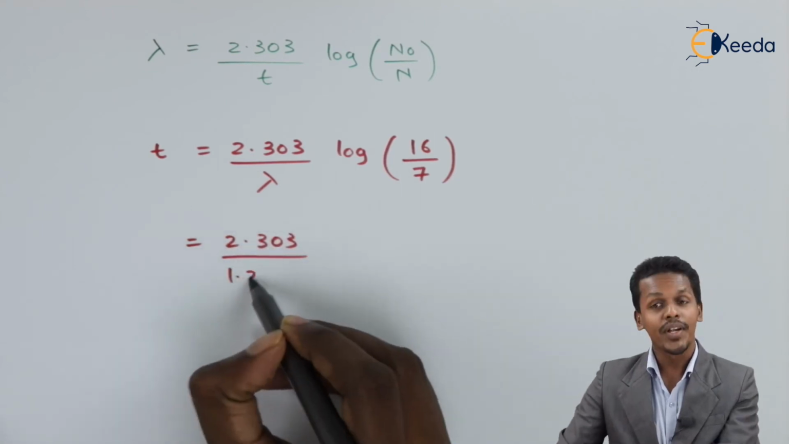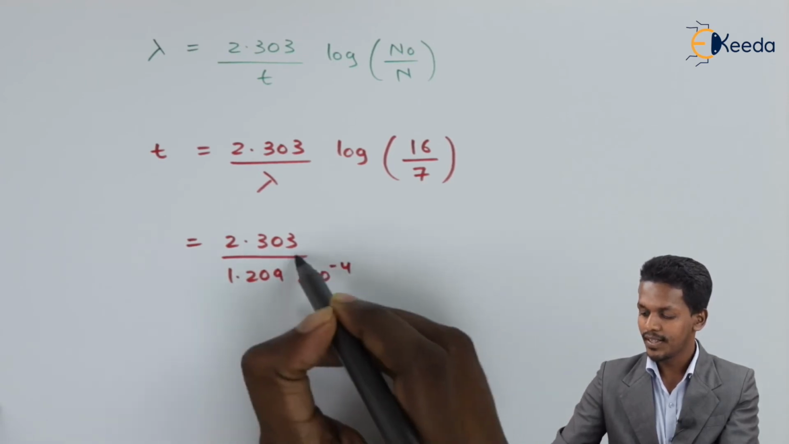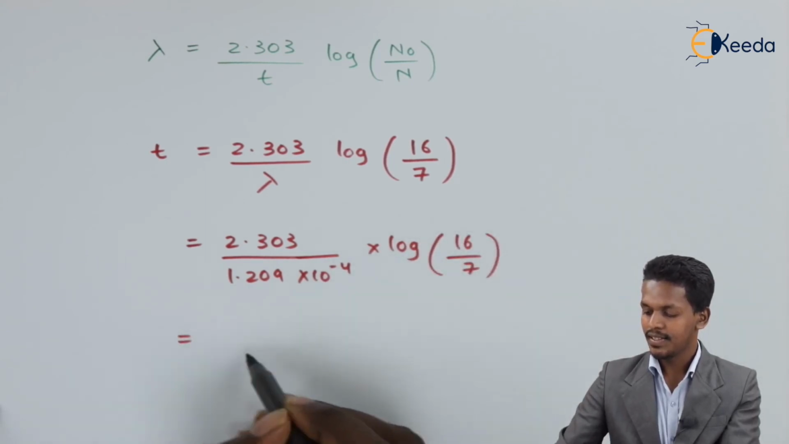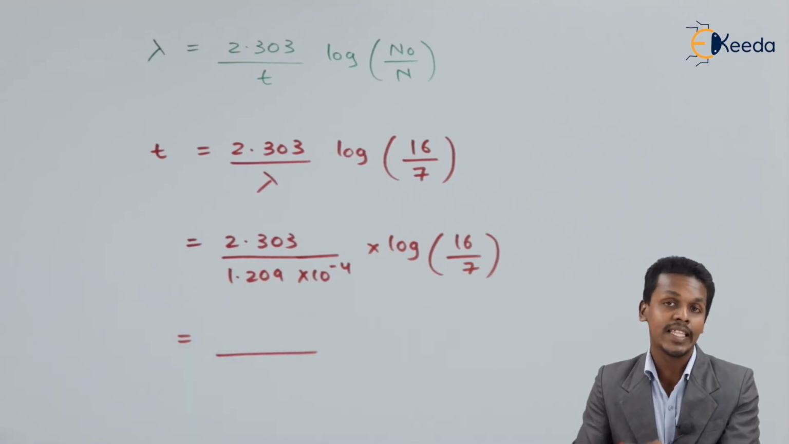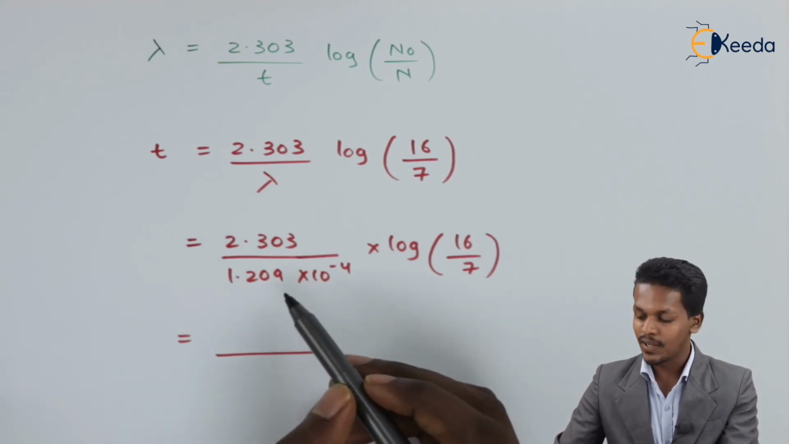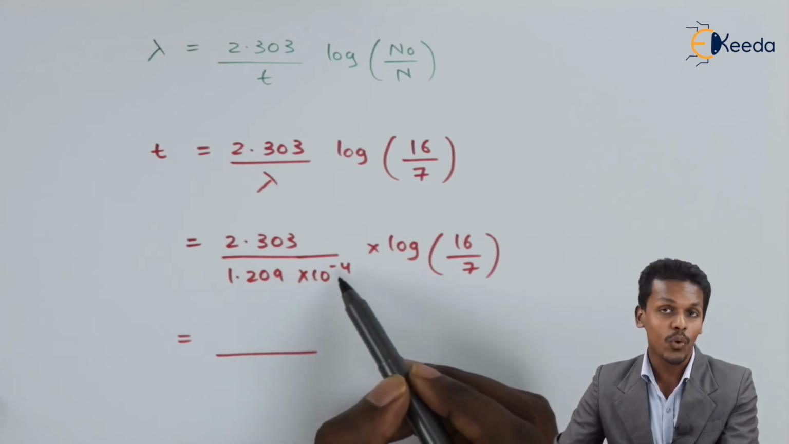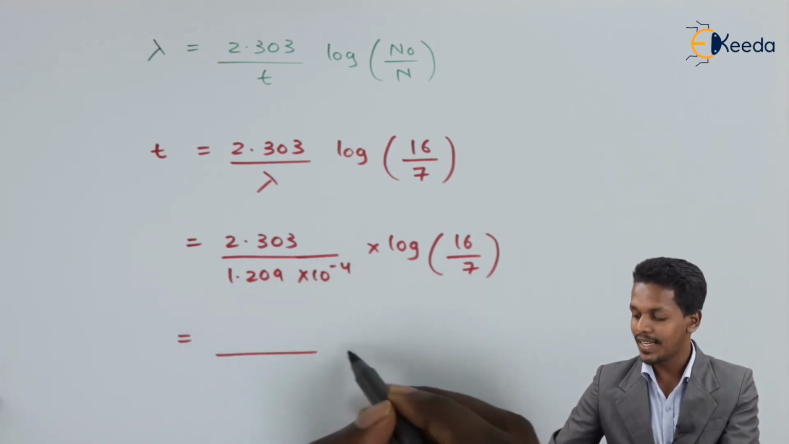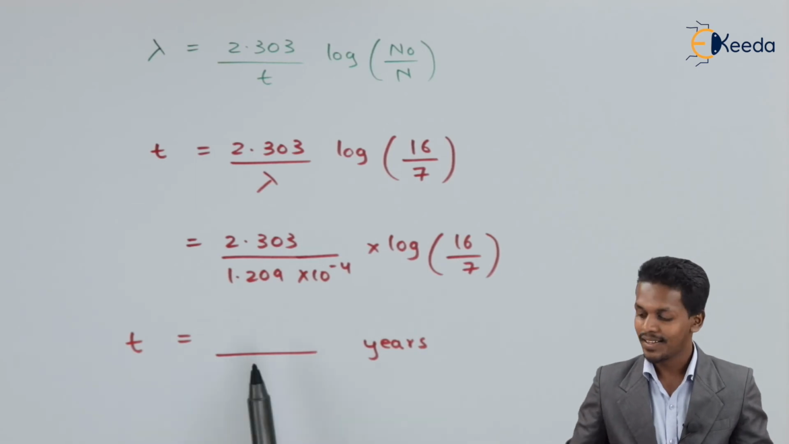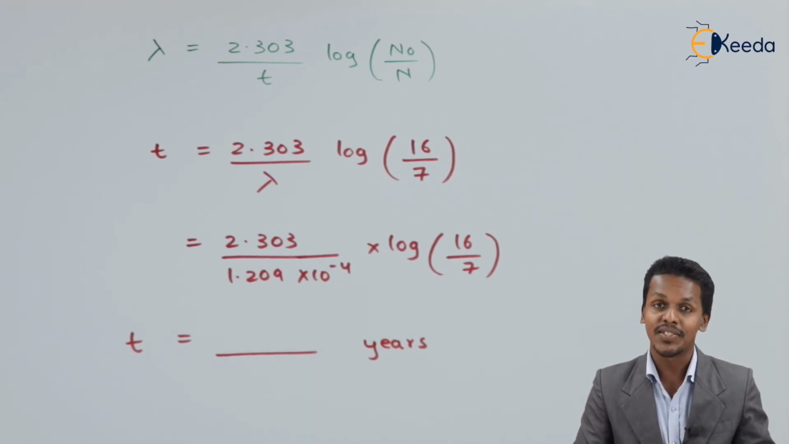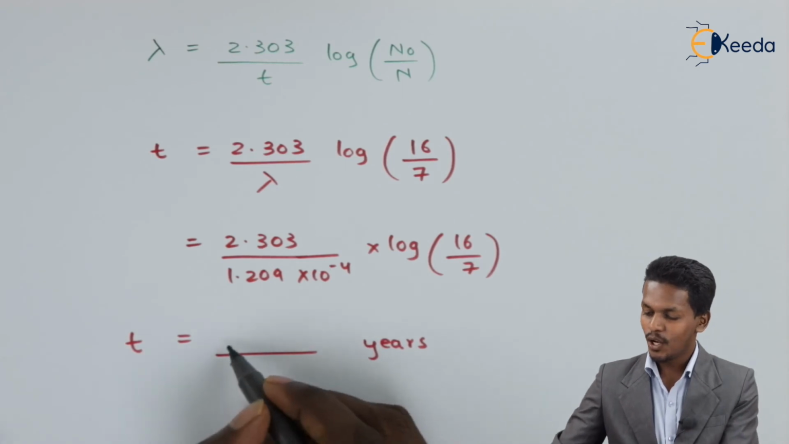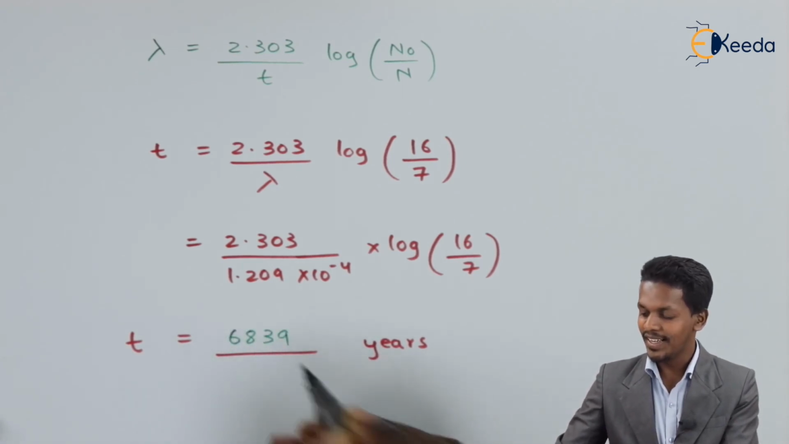So t is equal to 2.303 divided by 1.209 into 10 raised to minus 4, into log of 16 divided by 7. Let's see what time we get, and obviously we will get the unit of time as years, because the decay constant we got is 1.209 into 10 raised to minus 4 year inverse. So let's see the time required to change from 16 to 7.0 dps per second per gram. We have got the value, almost 6839 years.